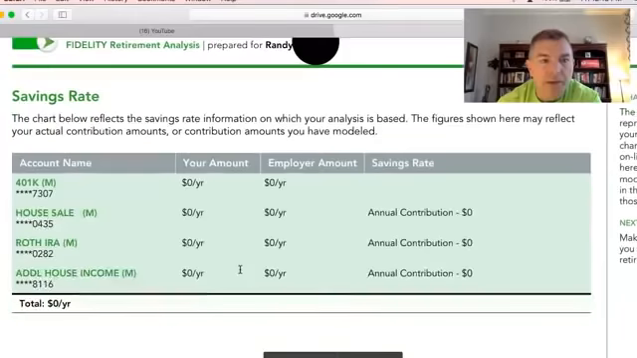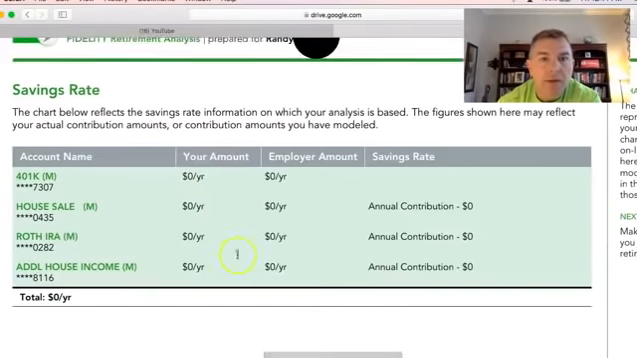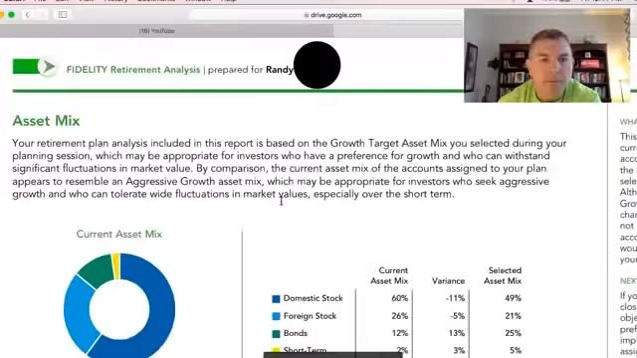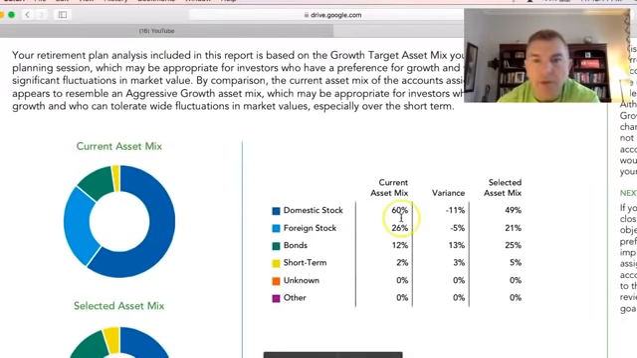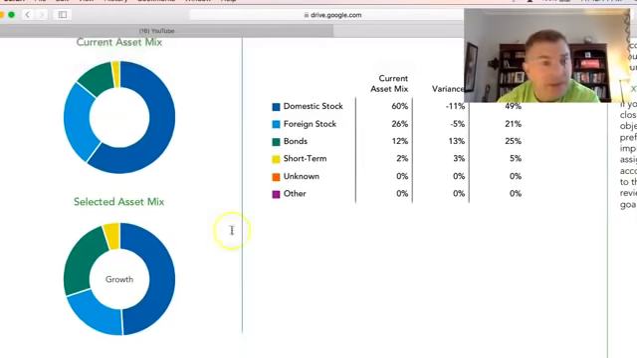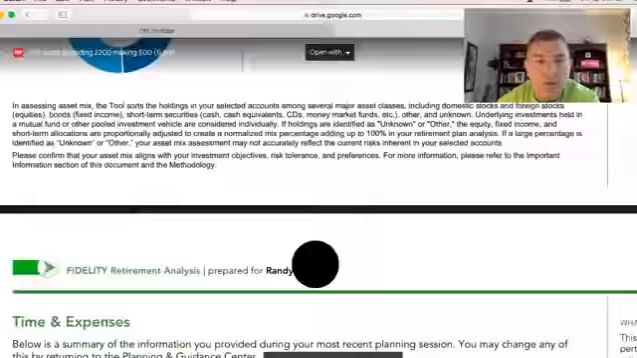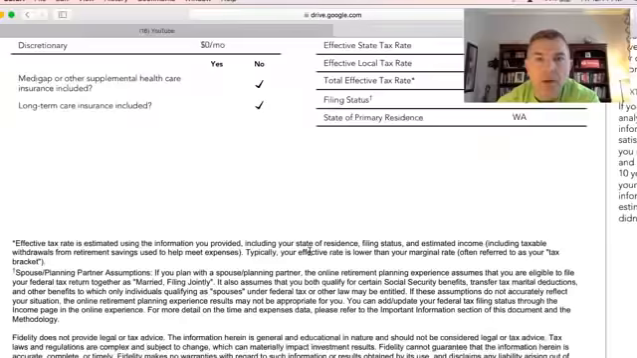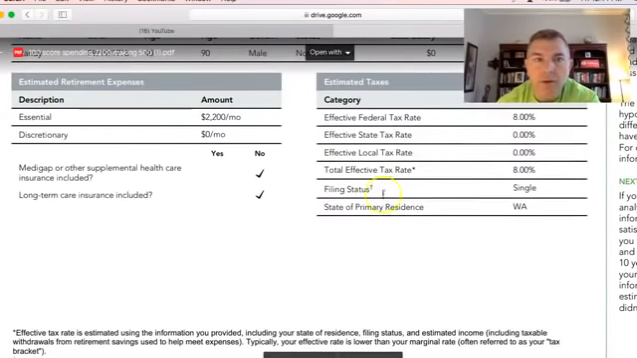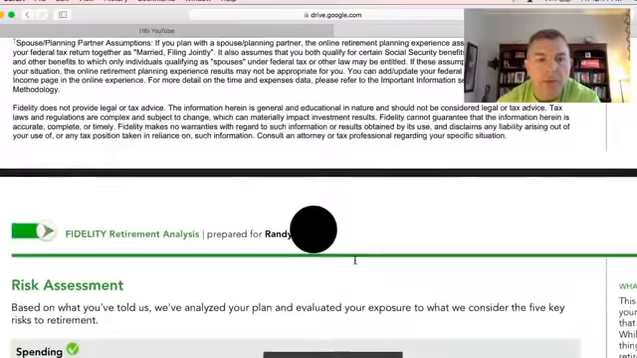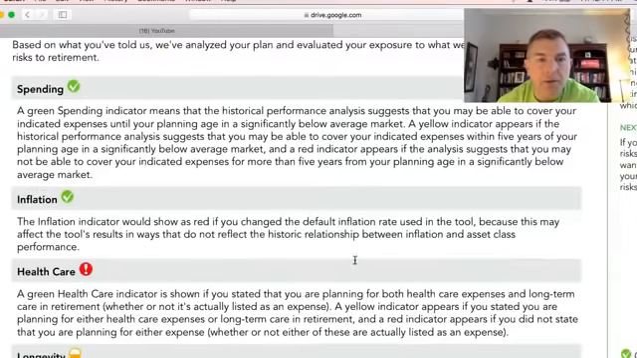Let's see what else we got. Savings rate. He's retired, so we don't have any savings rate. Current asset mix. Here we go. 60% domestic stock, 26% foreign, and 12% bonds. Okay, that was pretty good. I like it. Selected asset mix is growth. Okay, pretty good. Let's see what else we got here. We got effective tax rates here. I think I'm going to stop there. That's pretty interesting to me.